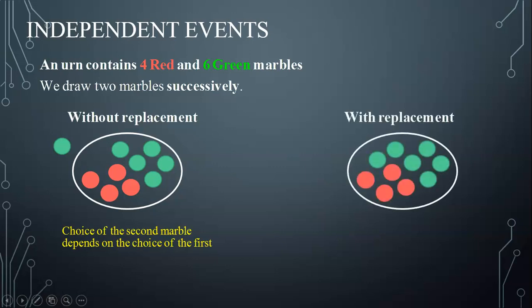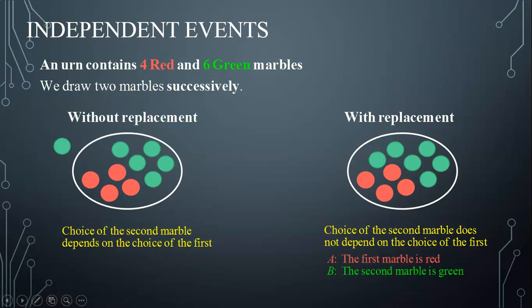This experiment could also be done with replacement, which means we draw the first marble, then put it back in the urn. In this case, the choice of the second marble does not depend on the choice of the first, as when I draw the second marble, the sample space would not have changed. Then if we consider the two events A as the first marble is red and B as the second marble is green, then in this case A and B are independent events.